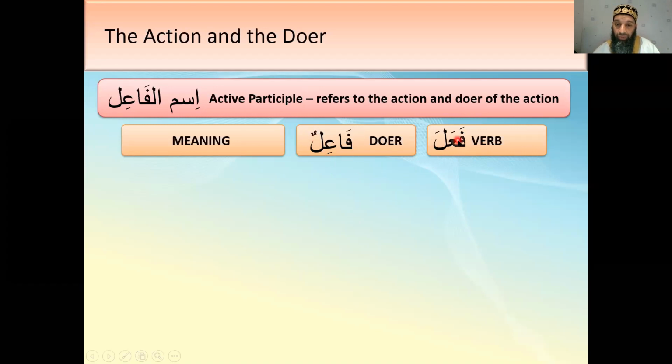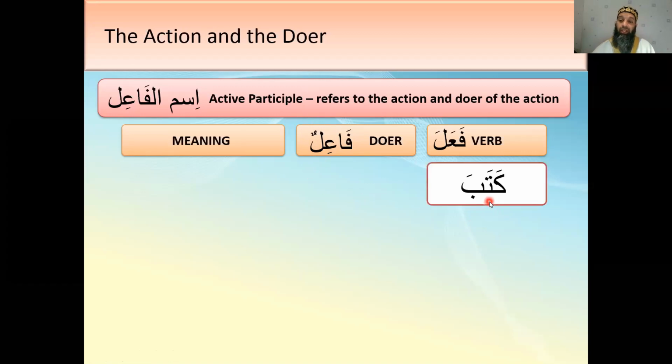Fa'ilun, what have I done to the fa'ala here? What have I done to this word to make it into this one? Well, first of all, I've separated the first and the second letters. I've put an alif there, so it's become fa. On the second one, I've put a kasra there. And on the third one, I've put a double dhamma. Fa'ilun. So fa'ilun means the doer, right? That's a template that you can change to make the doer of a verb. Now I'll show you what I mean, okay?